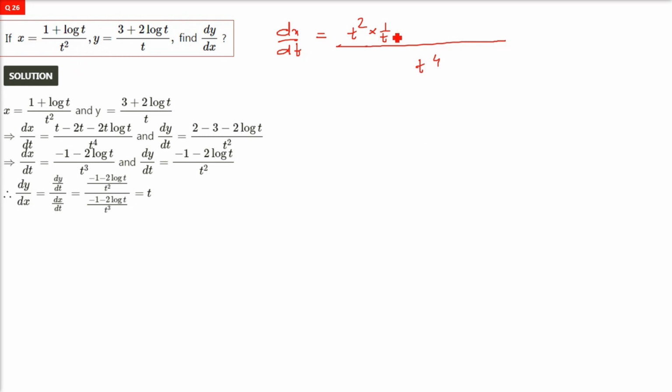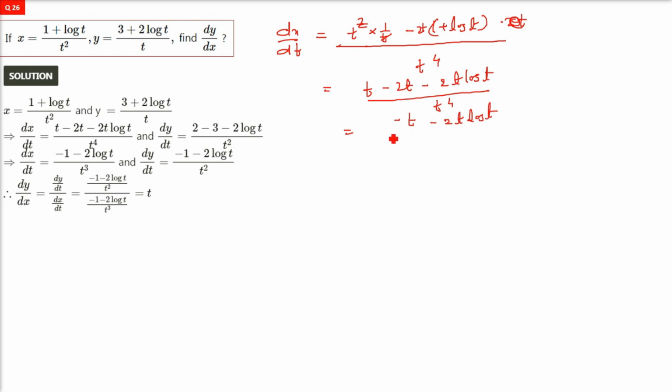Then minus, 1 plus log t will remain like that. Differentiation of t square is going to be 2t. So t, 1 by t, you can cancel this. So we have t minus twice of t, so minus 2t, and minus 2t log t. In the denominator you have t to the power 4. So numerator t minus 2t is minus t, and then we have minus 2t log t.